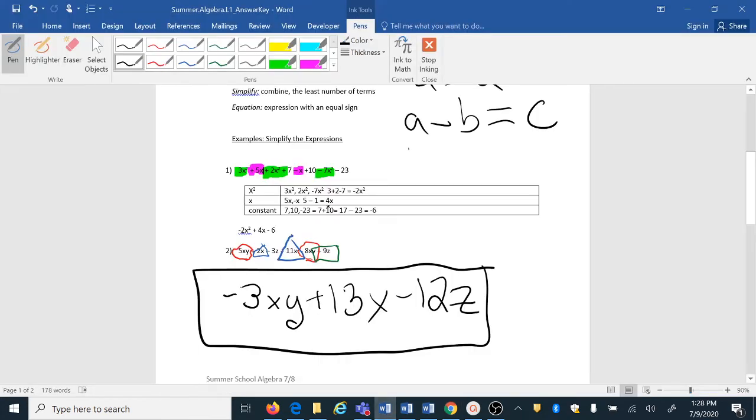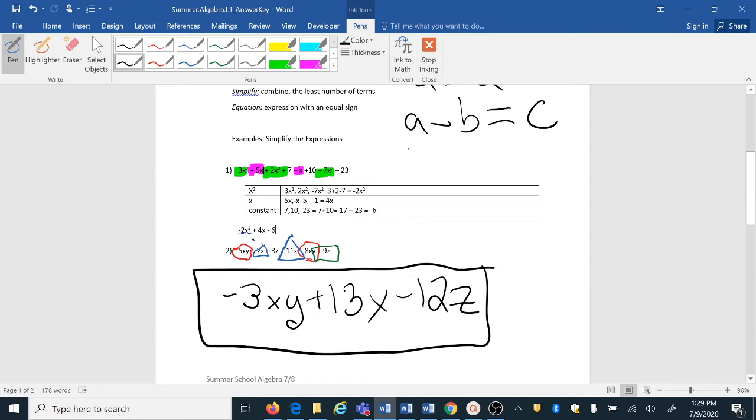All right, so I add these numbers and I get negative 2. And then I add the x squared because these like terms are x squared. Then I do x. I get 5x and negative x. 5x plus negative x, that's 5 minus 1, and it is equal to 4x. Then we do the constants. So it's positive 7, positive 10, and negative 23. And when I do that, I get negative 6. Again, I can use my calculator.